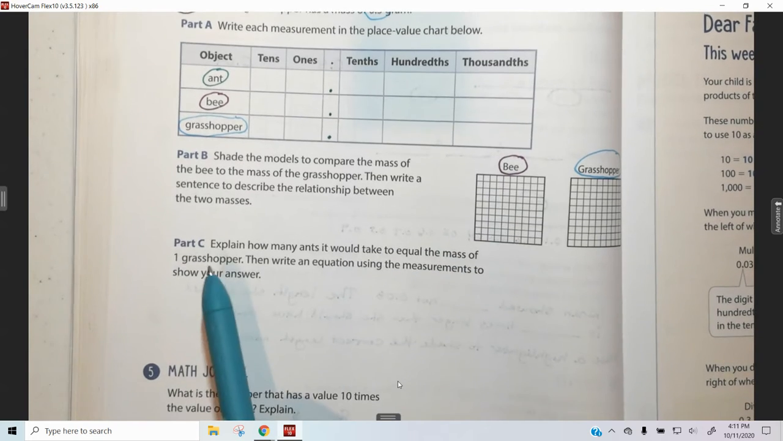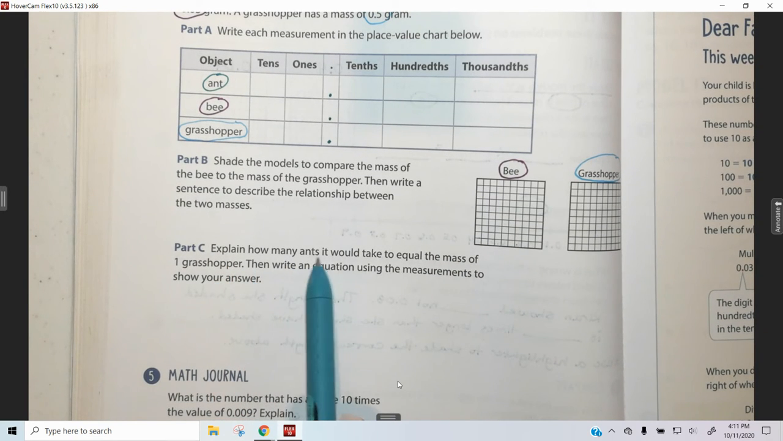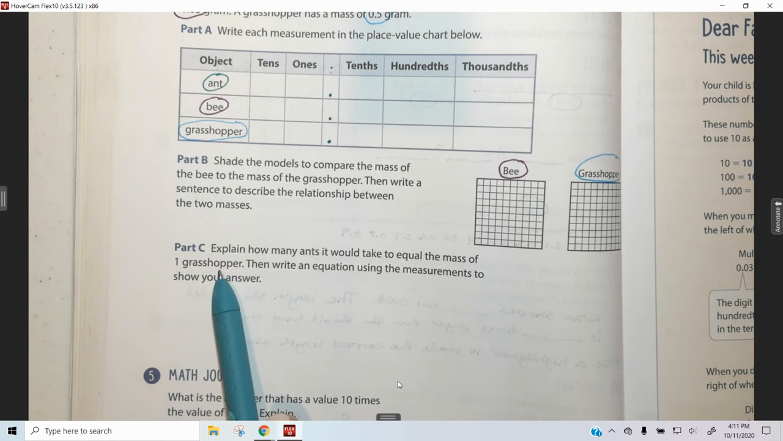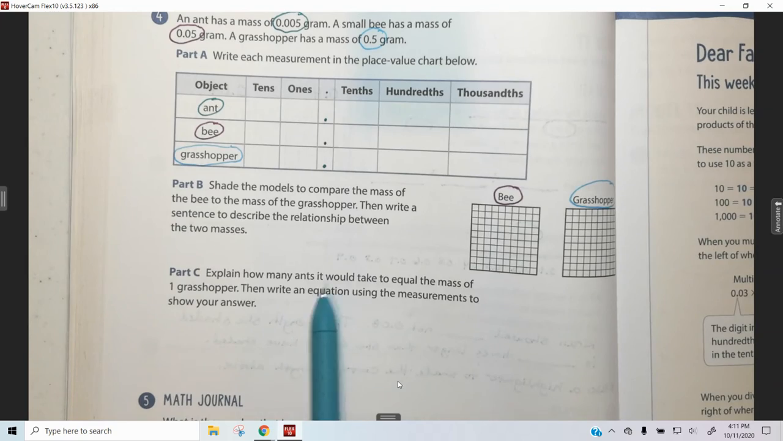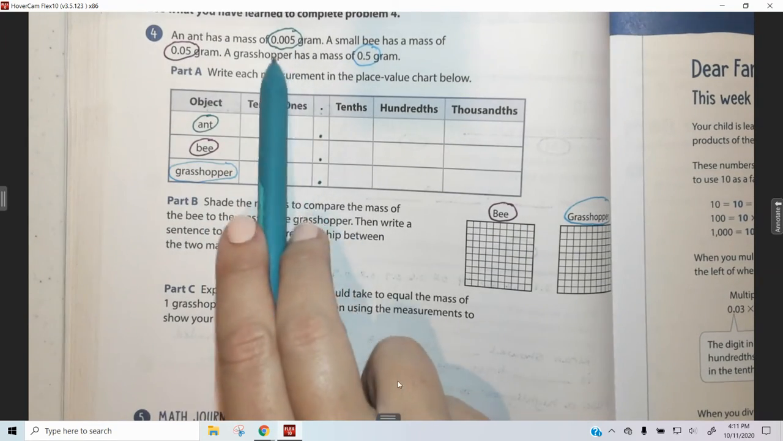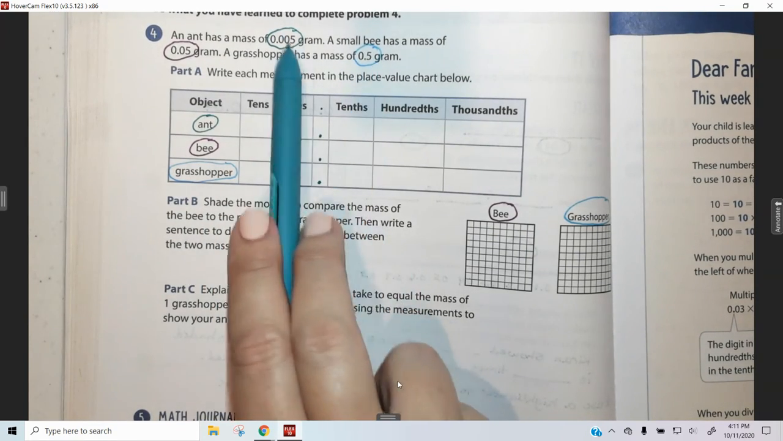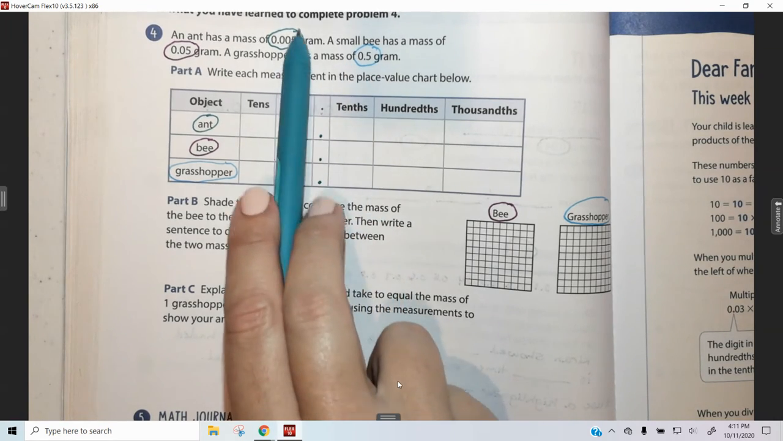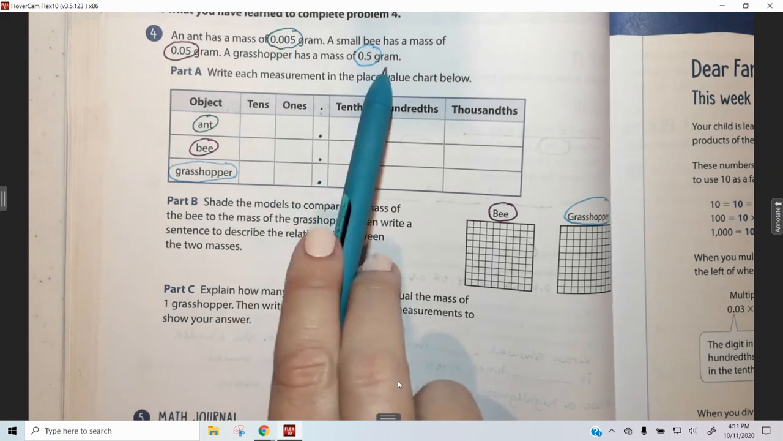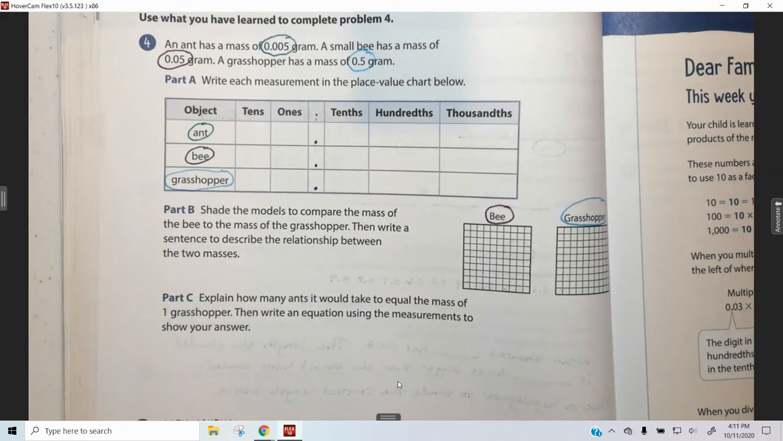And then finally for part C, explain how many ants it would take to equal the mass of one grasshopper. Then write an equation using the measurements to show your answer. So if an ant weighs 5/1000th, and a grasshopper weighs 5/10, how many ants would it take to measure one grasshopper?